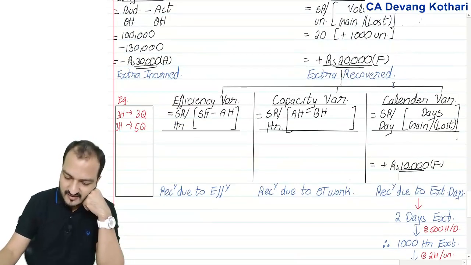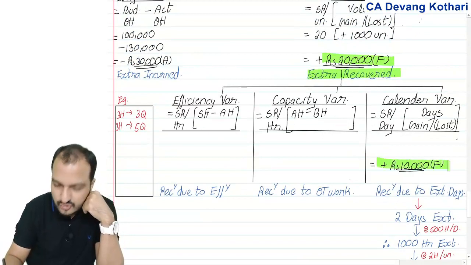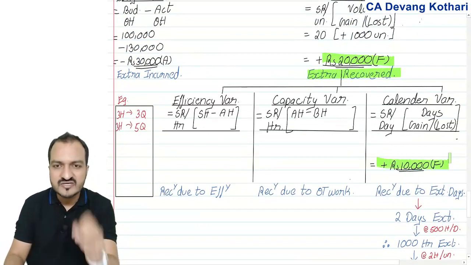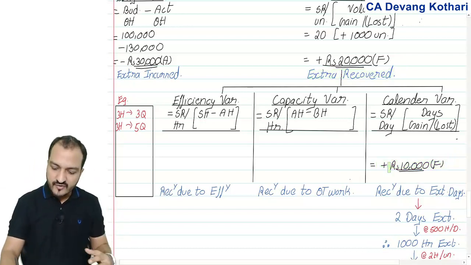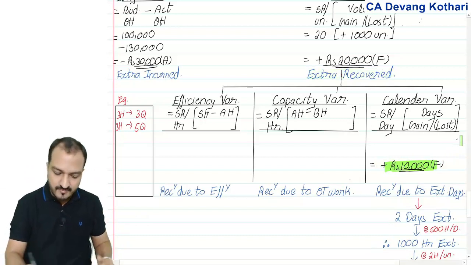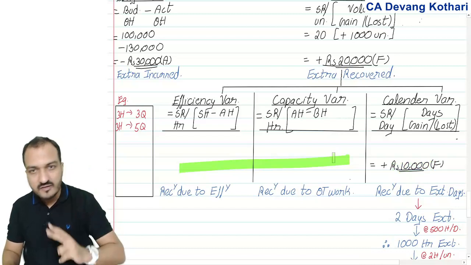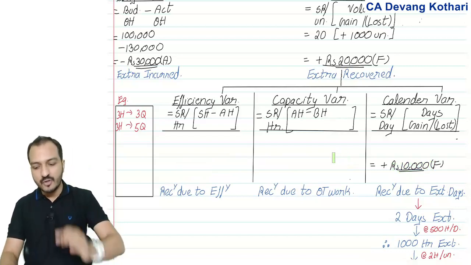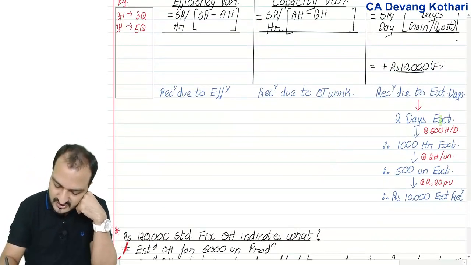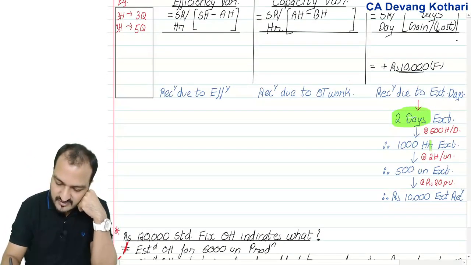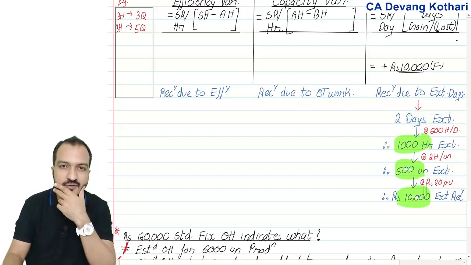Now this shows that out of 20,000 rupees extra recovery, 10,000 rupees extra recovery happened just because you worked for 2 days extra. By working only 2 days extra, you recovered 10,000 rupees extra. The remaining extra recovery is because of efficiency or overtime. Now you notice how I calculated that? You started with 2 days extra, converted that into hours, then into units, and then into recovery.